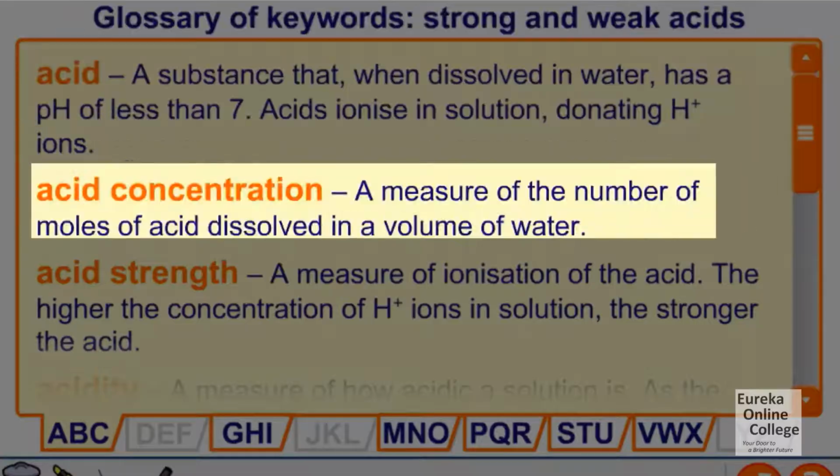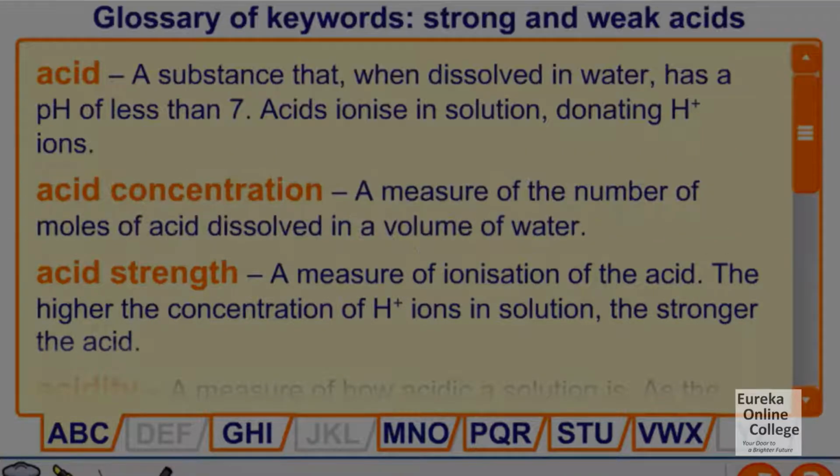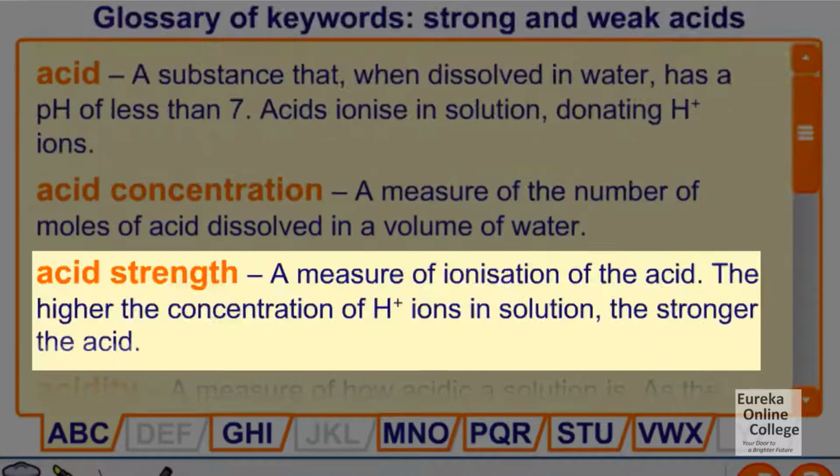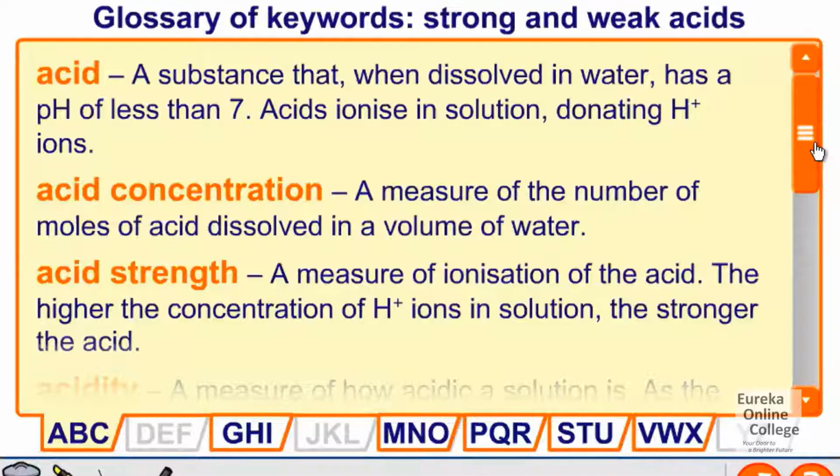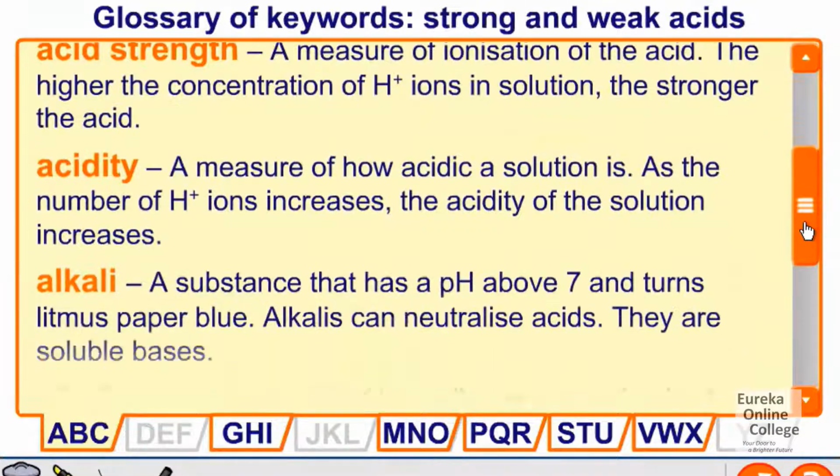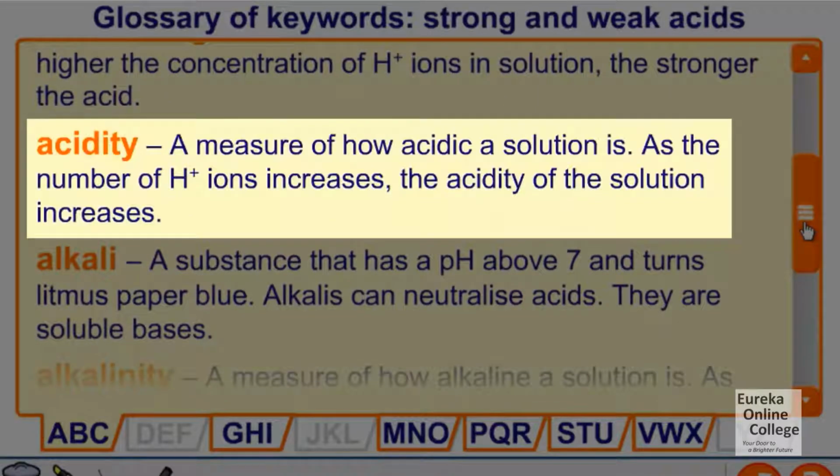Acid concentration is the number of moles of acid dissolved in a volume of water. Acid strength is a measure of the ionisation of the acid. So the higher the concentration of H+, the stronger the acid. Acidity is a measure of how acidic something is. So as the number of H+ ions increases, the acidity increases.